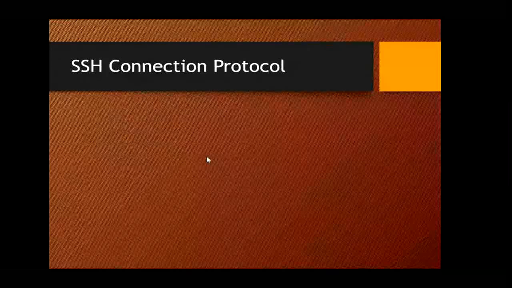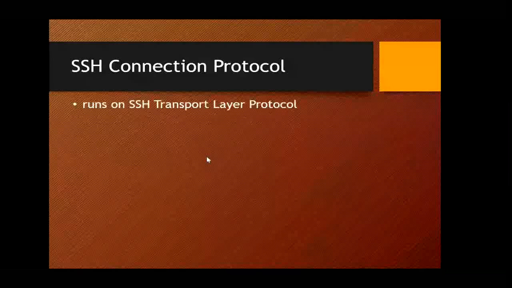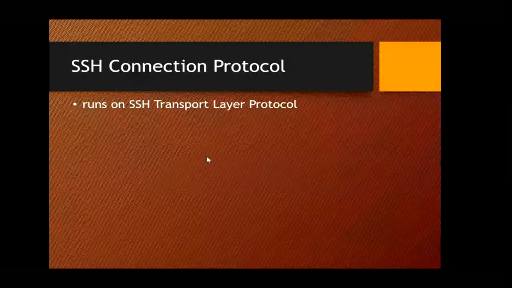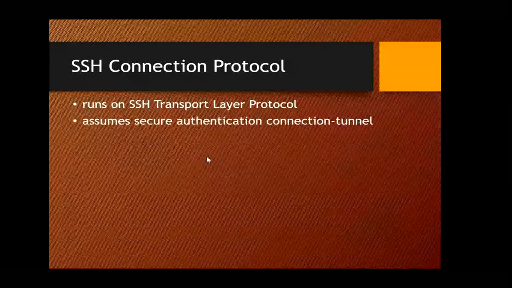Next, we have the SSH connection protocol. This SSH connection protocol runs on the SSH transport layer protocol and assumes that a secure authentication connection is in use. That secure authentication connection will usually be referred to as a tunnel, which is used by the connection protocol in order to multiplex a number of logical channels.